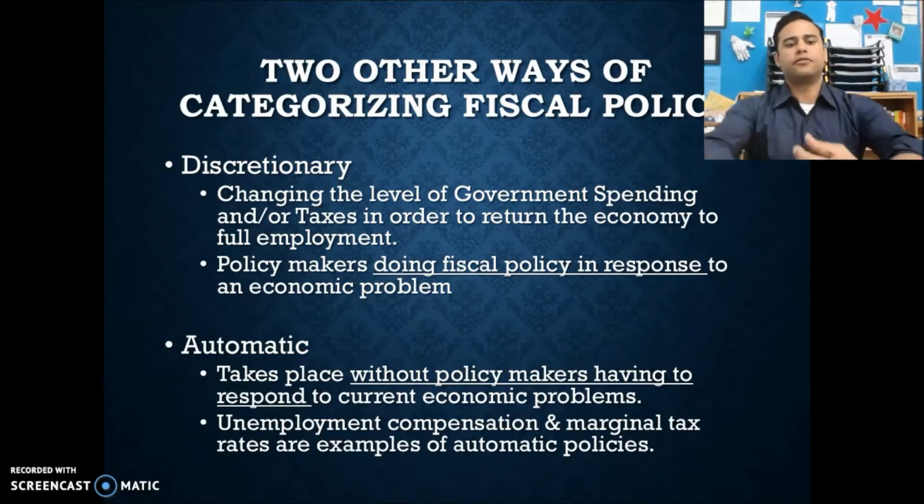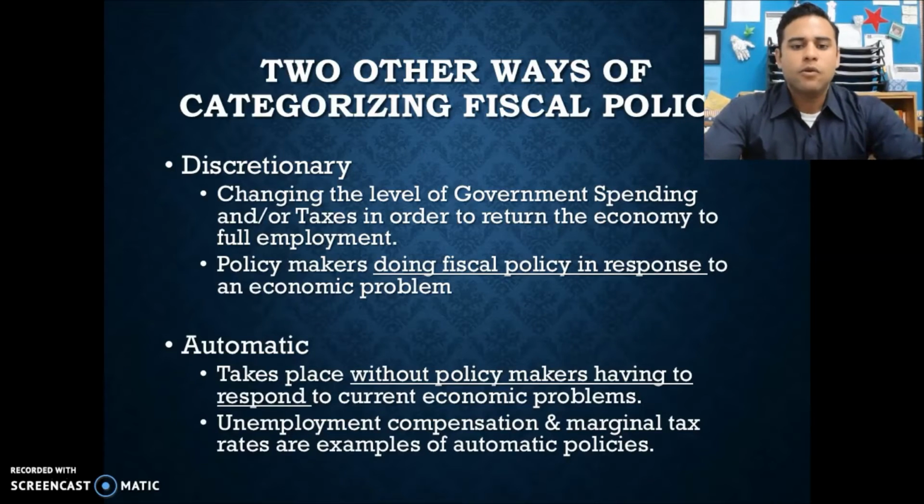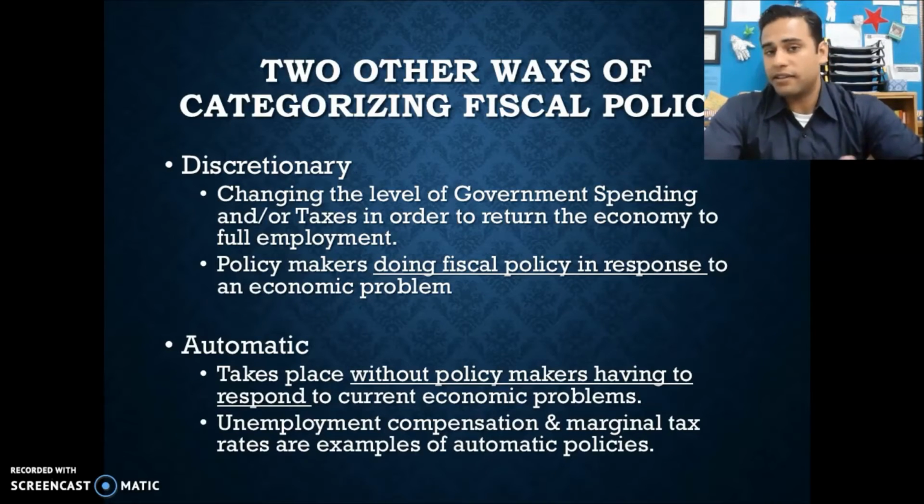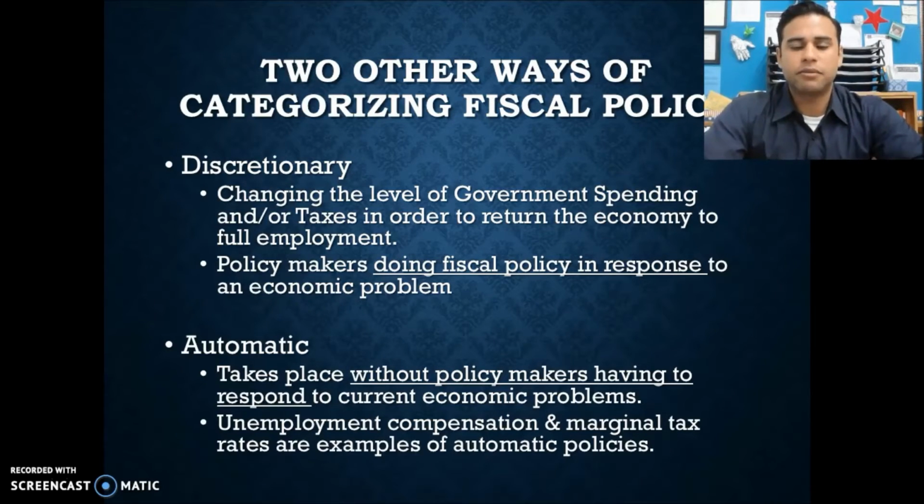Automatic fiscal policy measures happen without policymakers having to do anything. There are laws that are already on the books. They're things that will kick in automatically, as the name suggests, if there's some sort of economic problem. A couple of examples, and these can be a little hard to think about, but you'll see as we talk through this: unemployment compensation and marginal tax rates are examples of automatic fiscal policy.